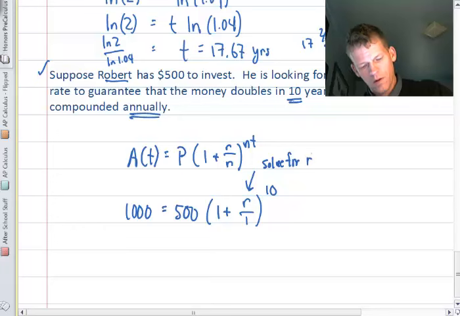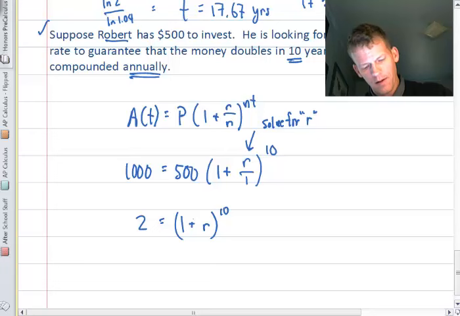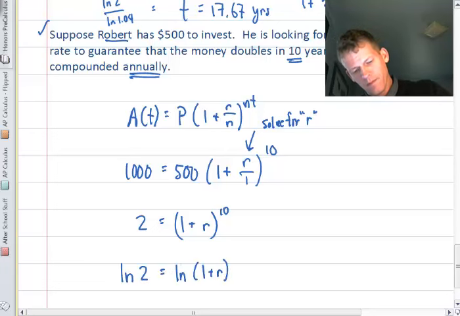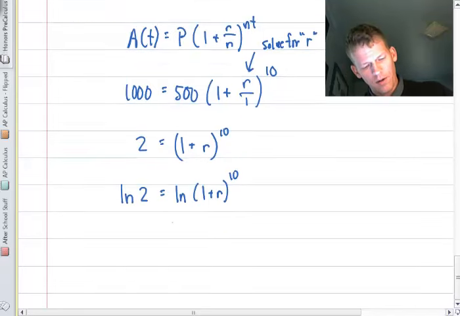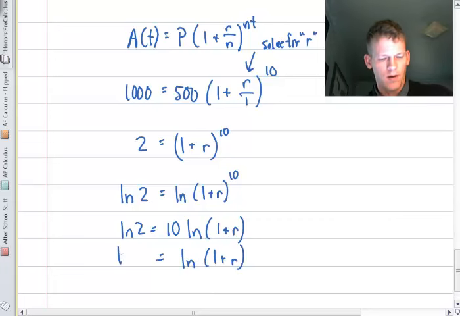So what we do is we divide. And now because we're trying to solve for that r value, we're going to use the logarithms again. I'm going to natural log both sides. And that power 10 is going to come down in front. And I'm going to get ln of 2. I'm going to divide by 10. So I have ln of 1 plus r equals ln of 2 over 10.